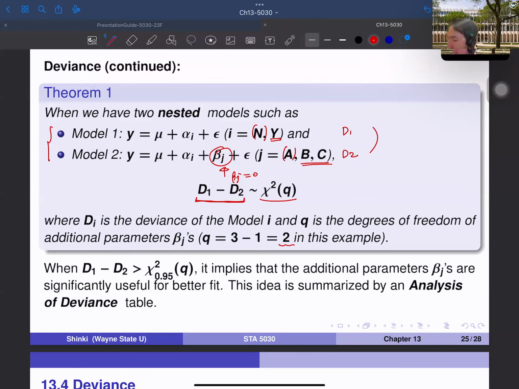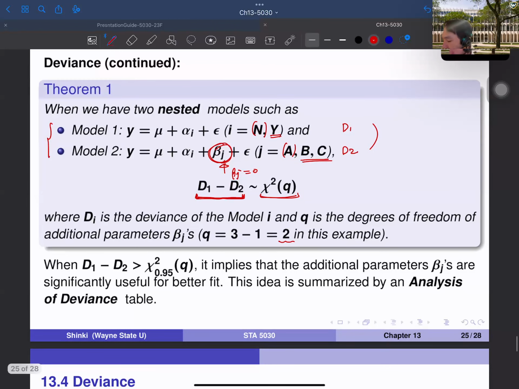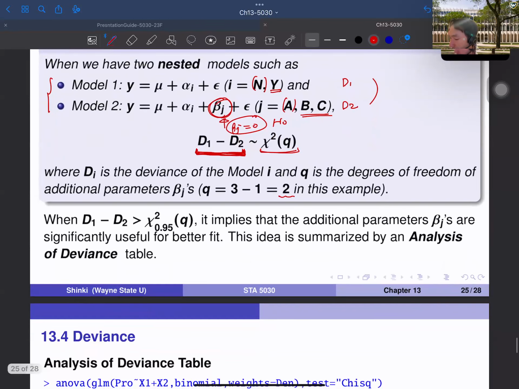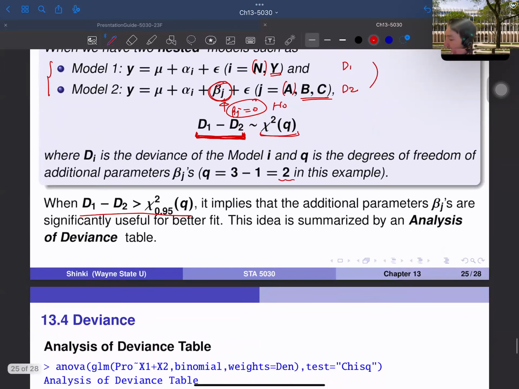D1 minus D2 follows chi-square Q, but a larger difference between D1 and D2 indicates the significance of beta j. If this value is large enough, then we reject the null hypothesis that beta j is equal to 0 for all j's. If D1 minus D2 is large enough, it implies the additional parameters, beta j's, are significantly useful for the fit. This idea is summarized by the analysis of deviance table.